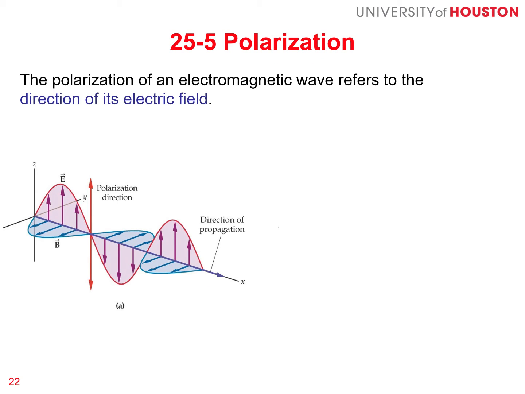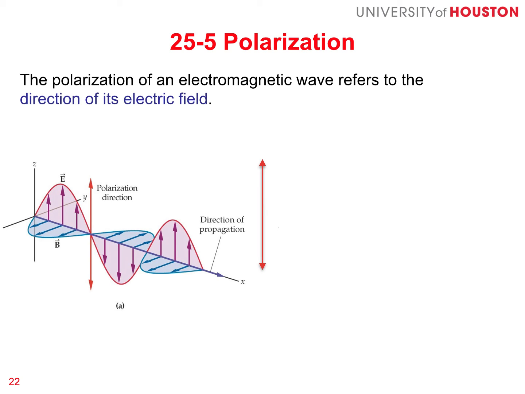The final topic of this chapter will be on polarization. Polarization simply refers to the direction of oscillation of the electric field. We have an example here where the electric field is oscillating in the z direction, so we say that the polarization direction is in the z direction.